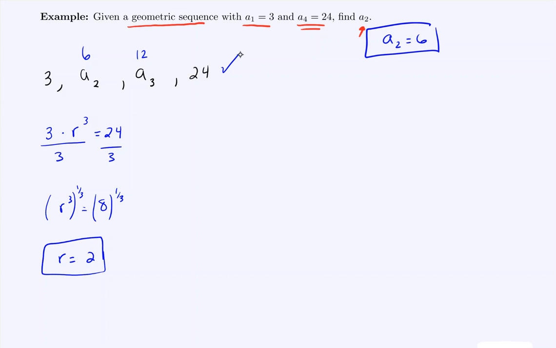Now if you prefer to go through this by a more formula-driven approach, what you could do is write out the general formula for a geometric sequence.